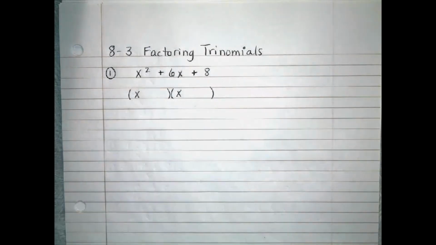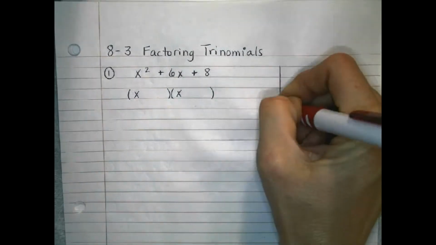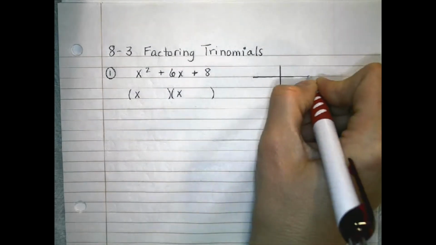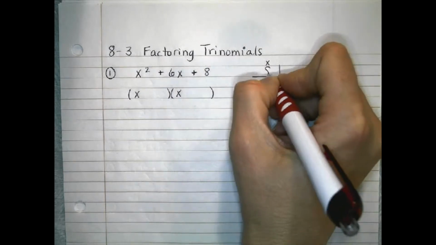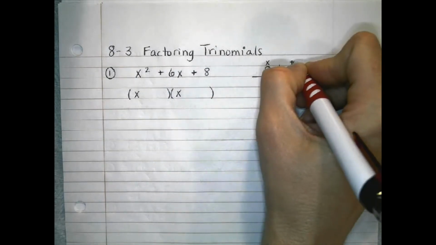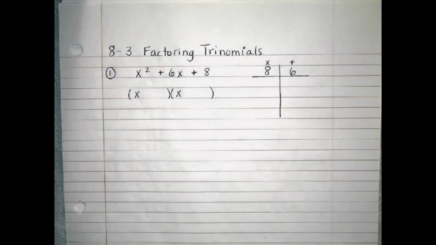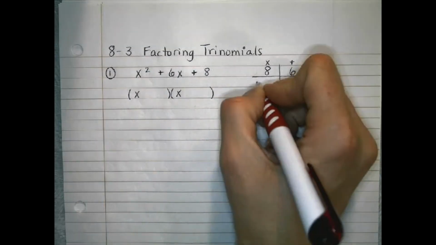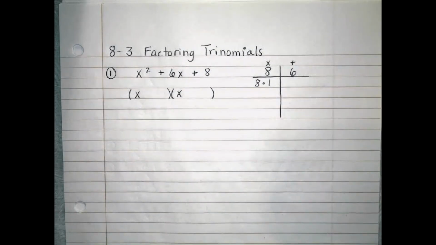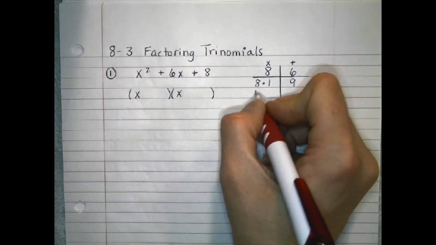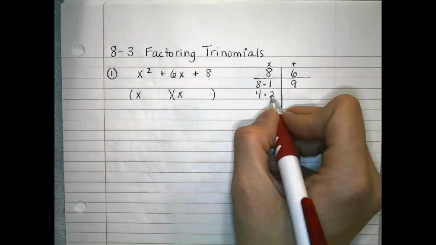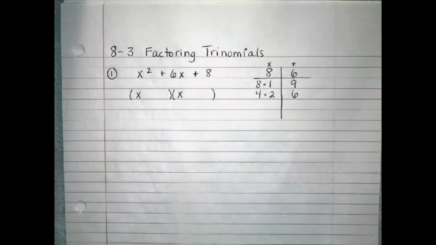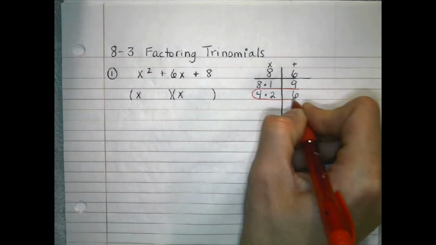So the trick to figuring this out is, I like to do this as a little table, and I like to ask myself, what can I multiply, and I use an x for multiply, that will give me 8, but I could add those factors, and they would equal 6. So if I start with factors of 8, I have 8 times 1. But if I add 8 and 1, I get 9, and that's just not going to work. I could also do 4 times 2. That gives me 8, and sure enough, if I add 4 and 2, I get 6. So this is my winner. These are the factors that I want to use.